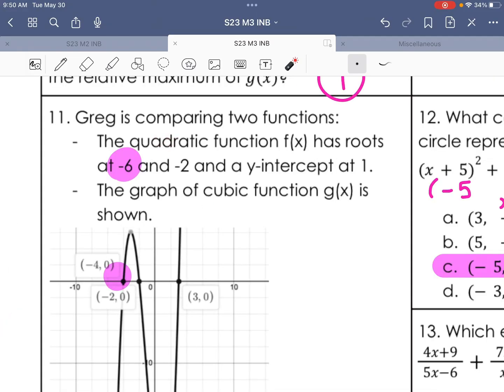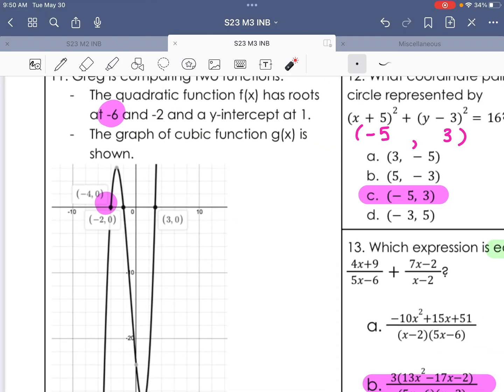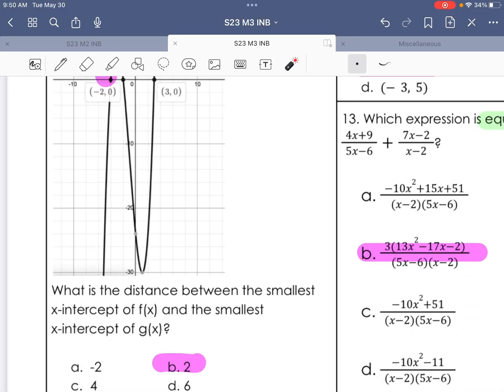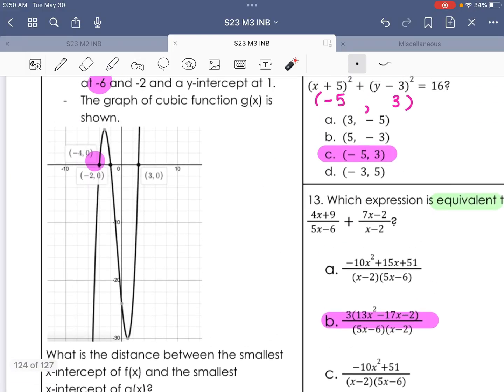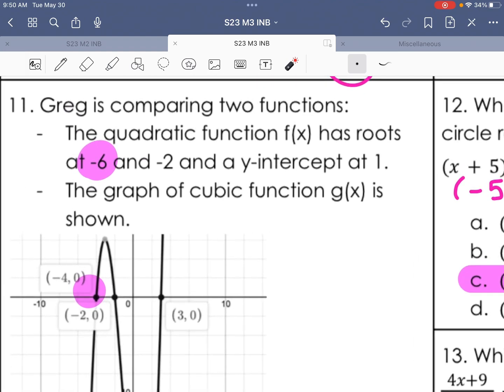We have our first function has a root at -6 and -2. And this graph has a root at -4 and at -2 and at 3. So they want to know what the distance between the two smallest x-intercepts are. This one's a little bit tricky, so you gotta be careful. We're looking for the x-intercepts. So remember, a root is the same thing as an x-intercept or solution or a 0.